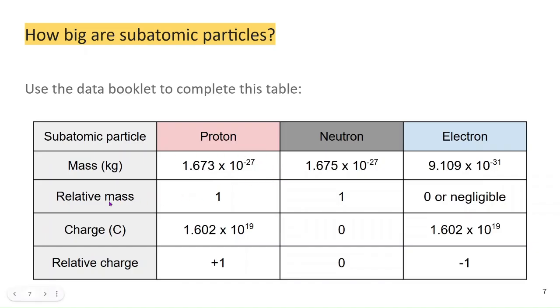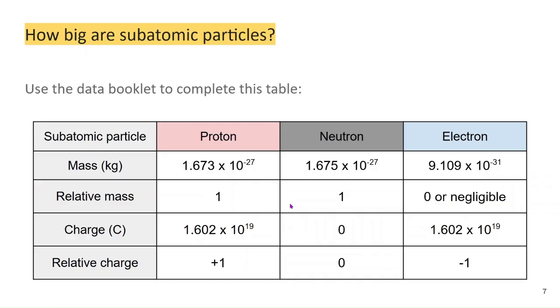So when we start talking about them, we're not going to use the kilogram numbers. We're going to use something called relative mass, or sometimes it gets called atomic mass. For that, we consider that the proton and the neutron have about the same mass, and we're going to call them 1. So one proton has a relative mass of 1, one neutron has a relative mass of 1. And the electron has so little mass, we're going to call it negligible. Or for the cases of calculations, we're just going to say it's 0.